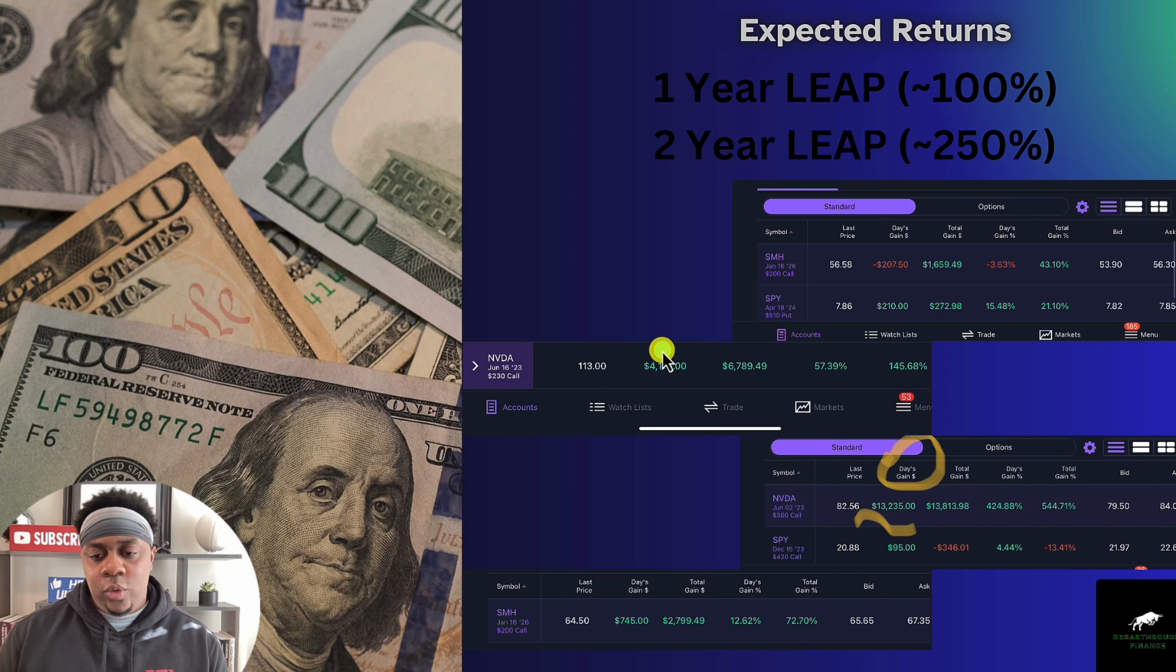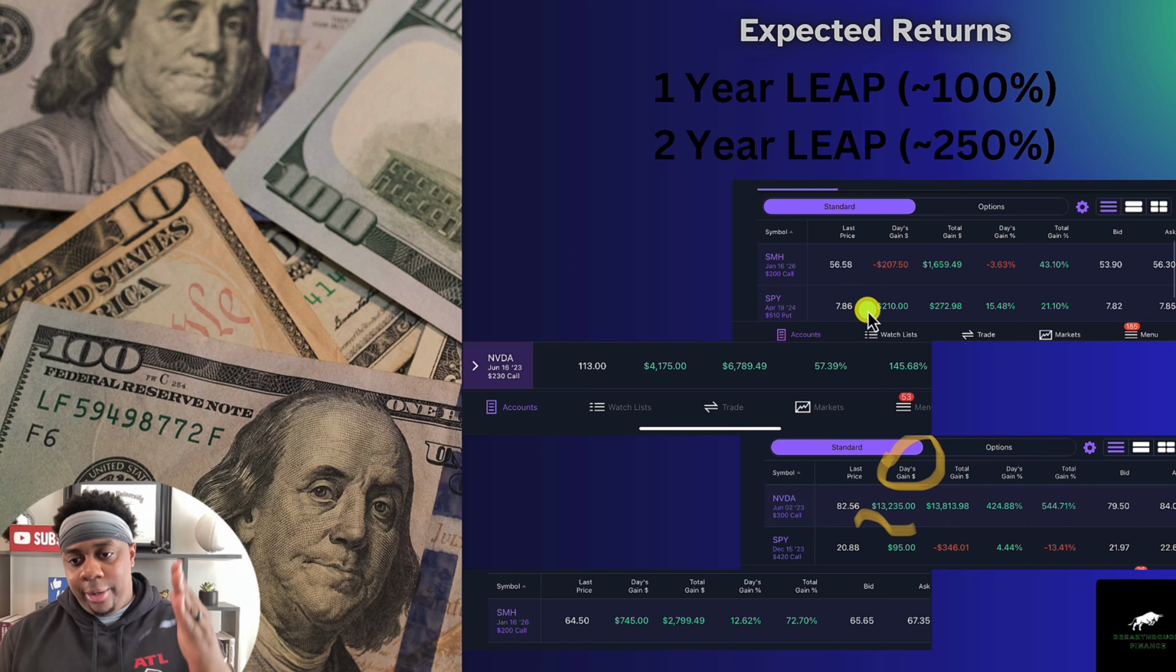In a day, I was up 4,000. Total, I was up 6,000. Total percentage, 145% total, with 57% being up in a day. And also, if you look at this purple shading here, that lets me know that I'm in the money for that position, which is good. So that means if it expired on that day, I would make money.